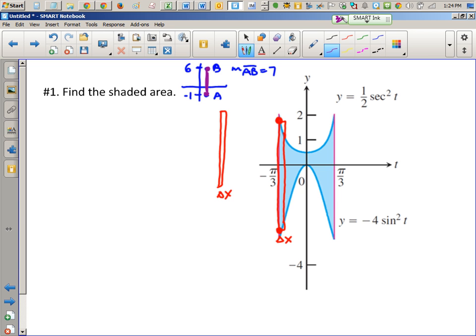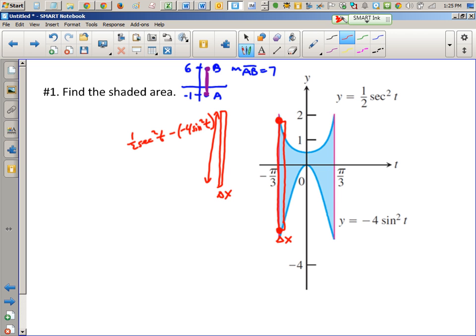So this distance is, of course, delta y. It's defined as y2 minus y1. So what I'm going to write here, instead of delta y, is 1/2 sec squared t minus -4 sine squared t. Those are the y's anyway. So 1/2 sec squared t minus -4 sine squared t. That is this length. See? So what is the area then of that strip?